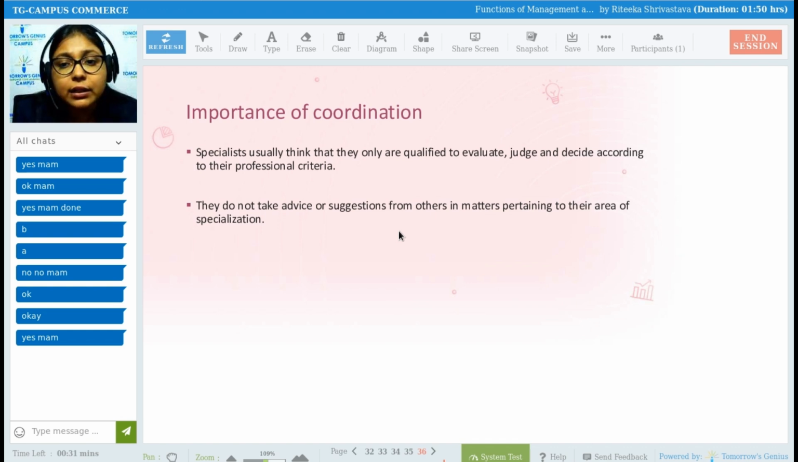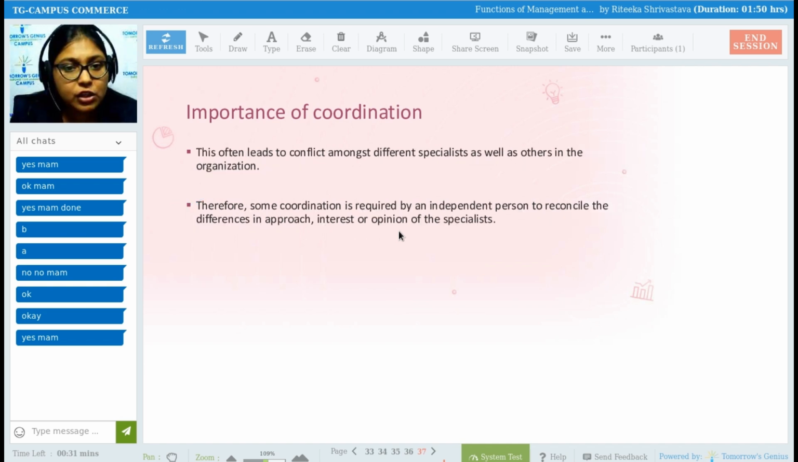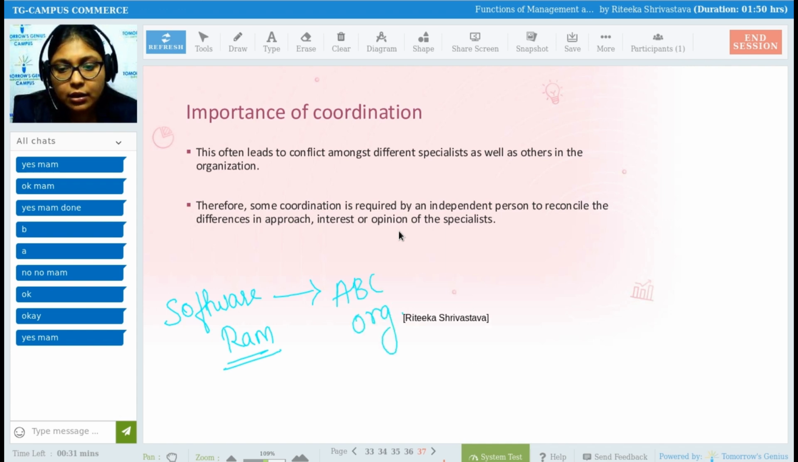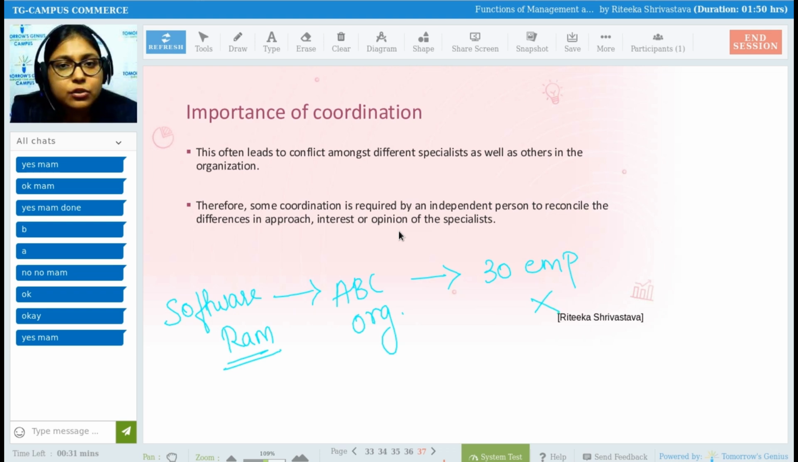Specialists usually think that they only are qualified to evaluate, judge and decide according to their professional criteria. They do not take advice or suggestions from others in matters pertaining to the area of specialization. So that is a possibility. Now I needed a person for software who can work on software. So I hired Ram. Ram completely takes care of the software department in ABC organization. But there are 30 other employees apart from Ram working in that organization, who are not aware about software. So what will Ram do?